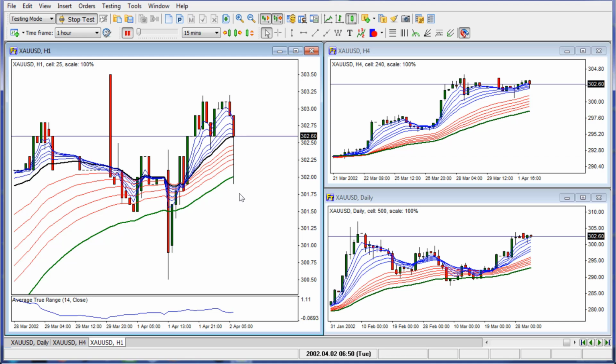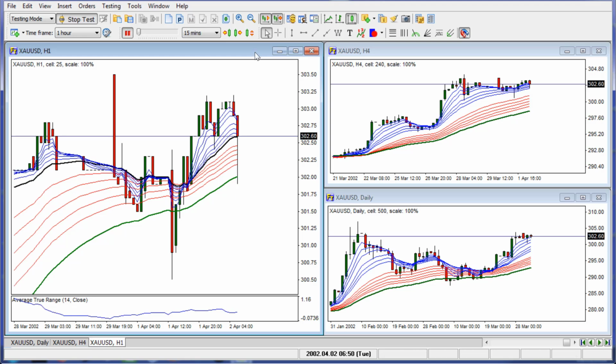If this closed below the 60, then it would be invalid. But it closed higher, so we are still on and still have a potential trade setup. So now we're looking for the trade to continue in the direction of the trend lines and we're looking for a break of the local swing high.